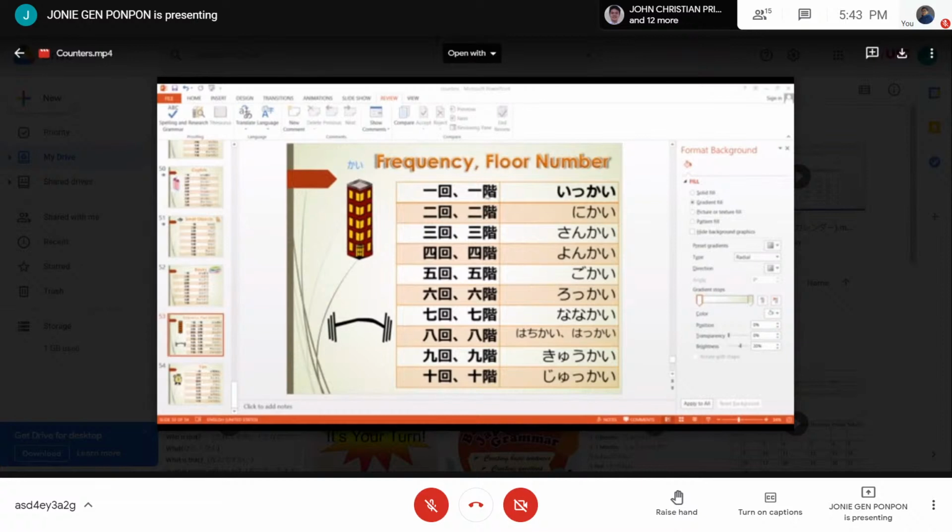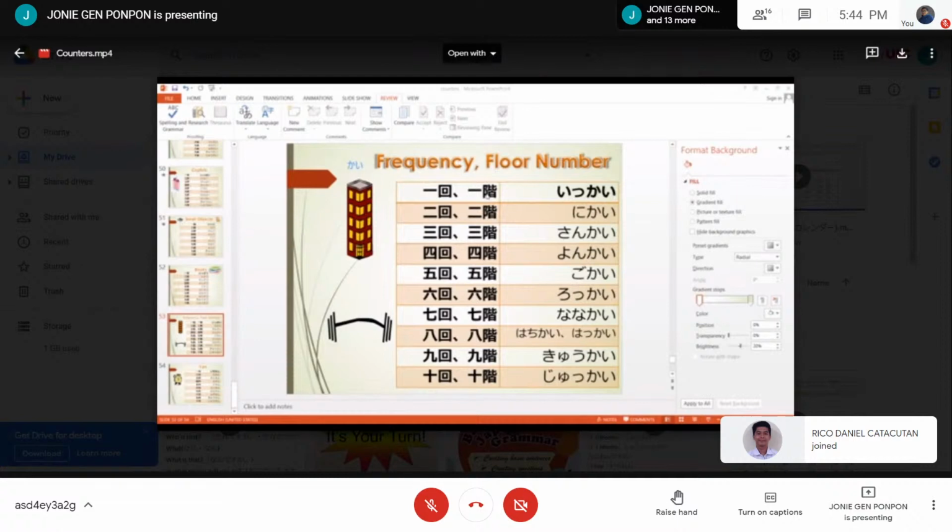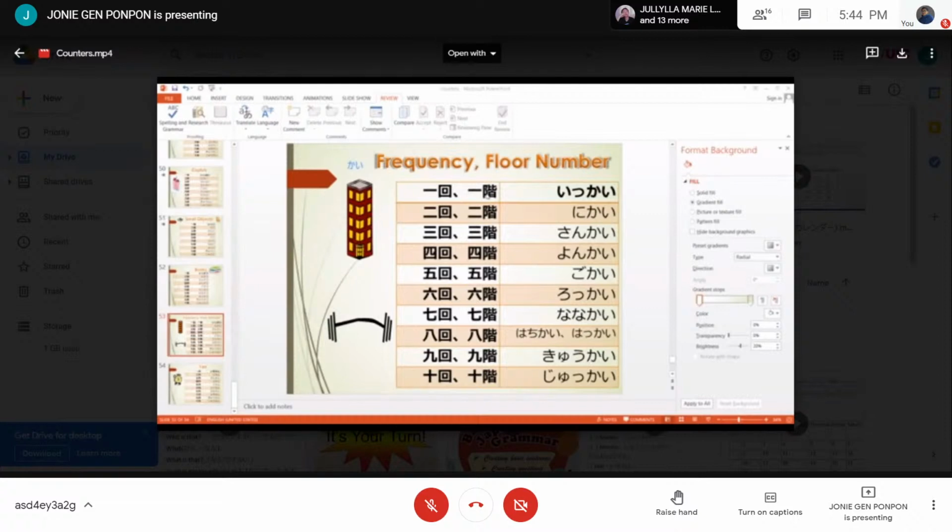So, frequency. This is like when you exercise, push-ups, things like that. So you count: ikkai, nikai. Another frequency, basically when you are counting: ikkai, nikai, sankai. Okay? So the suffix there is kai, the same as in floor numbers, kai. So only the kanji differs between them.